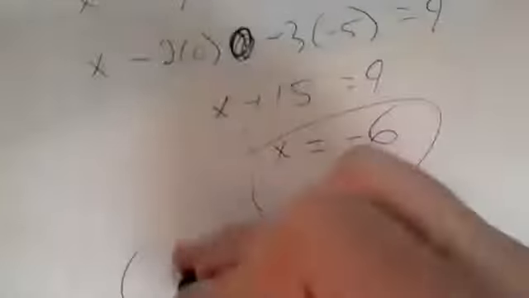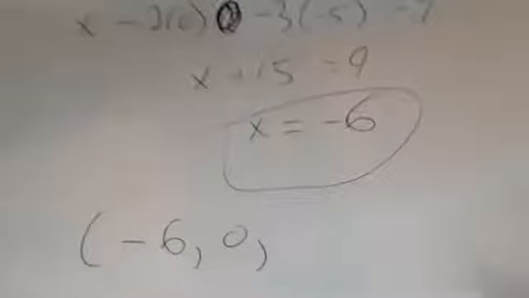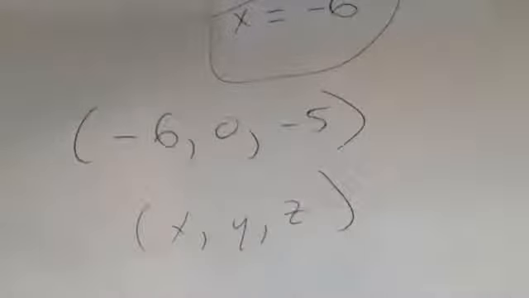But I really don't want just X, Y, and Z like that. I want them as a triple. When we had two variables, we had ordered pairs. When we have three variables, we have something called an ordered triple. It's three numbers looking like X, comma, Y, comma, Z. So when we put that together, this is negative 6, this is 0, and the last thing over here is negative 5. It's in the order of X, Y, Z. It's an ordered triple.